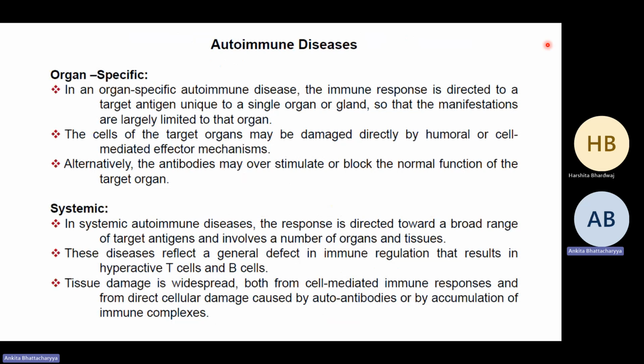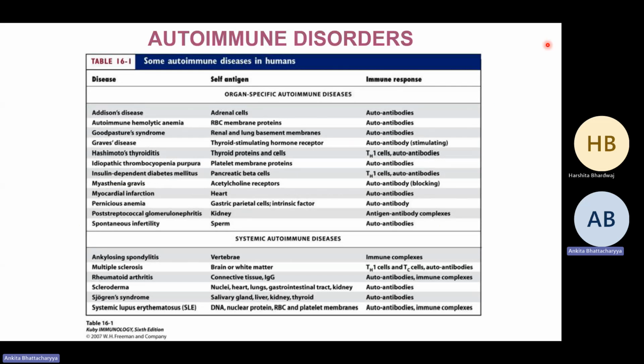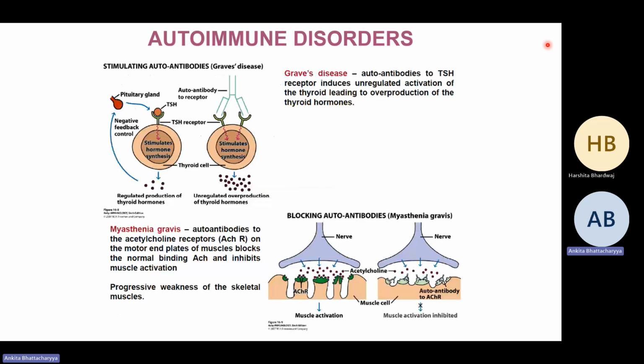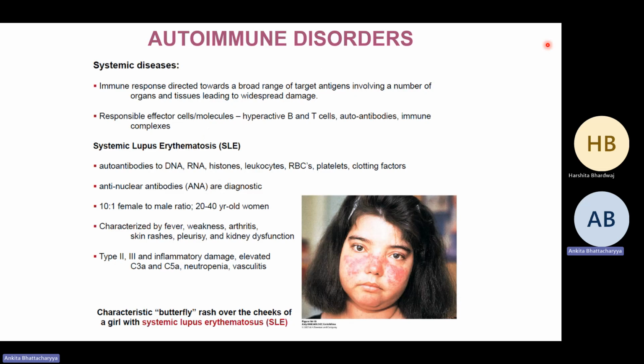Then we looked at some examples of autoimmune diseases, either organ specific or systemic in nature. The inducer, or the self antigen which induces that immune response, was studied with very concrete examples, for example organ specific diseases like Hashimoto's thyroiditis or Graves' disease, which involved stimulating autoantibodies. On the other hand, there was another example of myasthenia gravis, whereby there was a blocking nature of these autoantibodies.